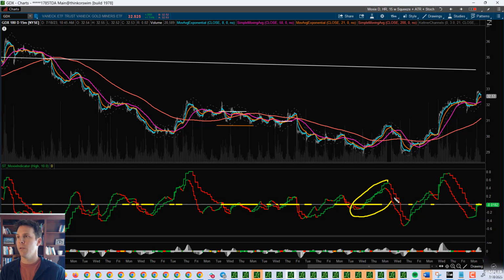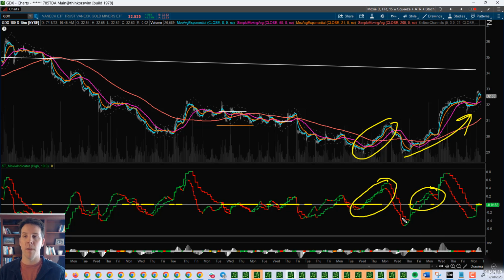The next opportunity, how about this one? Look how tight those two Moxie indicators were. They are right on top of each other. They look like one line. That is a strong move. And you can see again, we have another strong move as that starts to set up this series of events.